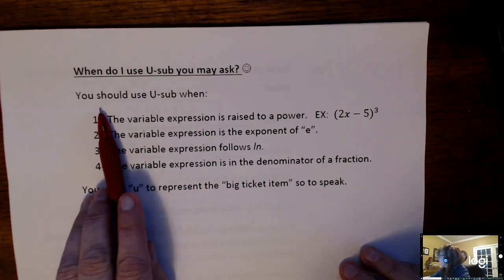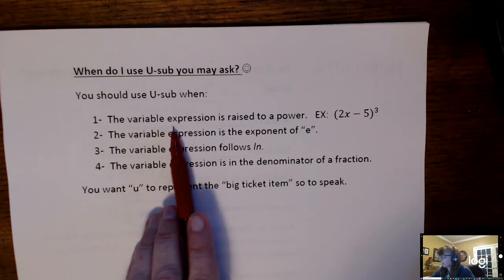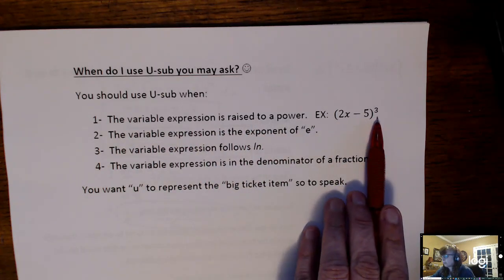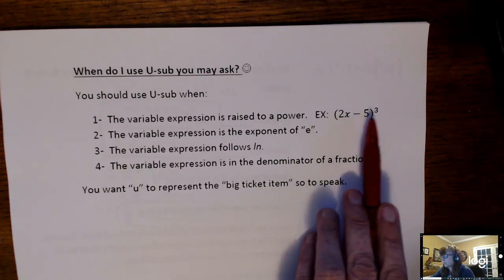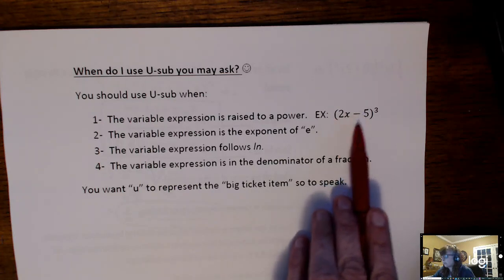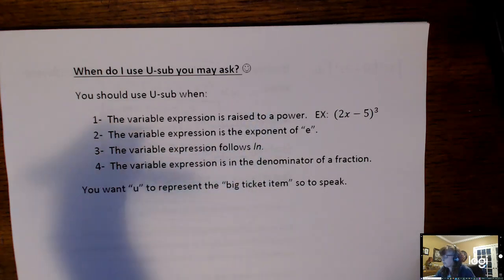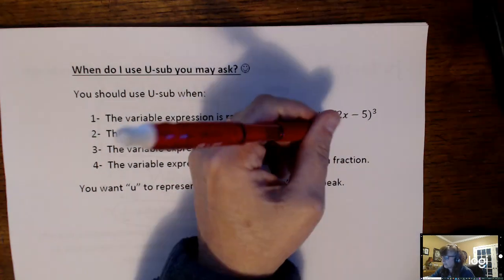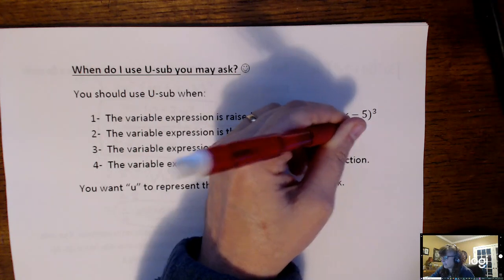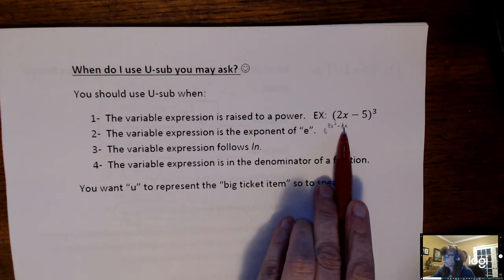So when should you use U substitution? Well, if you've got a variable expression raised to a power, so if you have two terms raised to an exponent, you can't distribute the exponent over addition or subtraction. So we're going to let u equal everything in this parentheses here. If you have a variable expression and it's the exponent of e, like if you had e to the 8x squared minus 6x, you would want to use U substitution and let u equal that power.